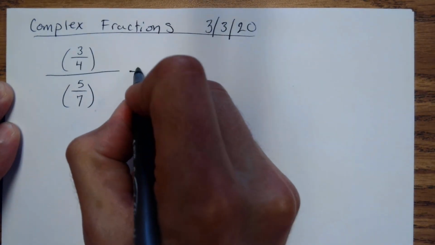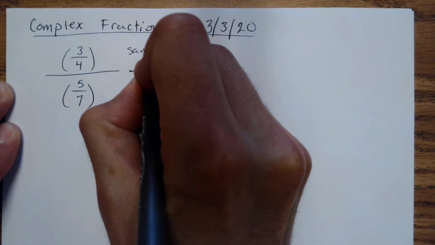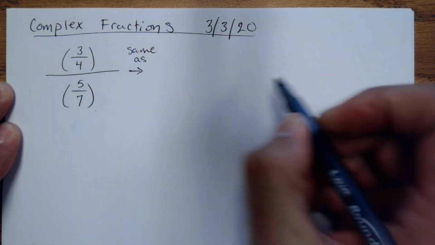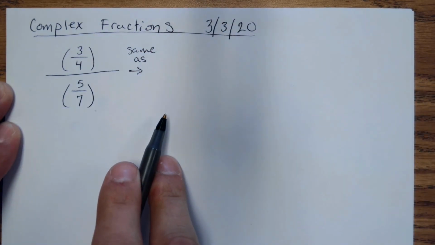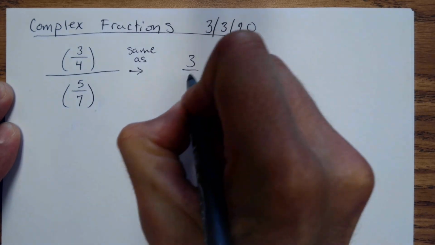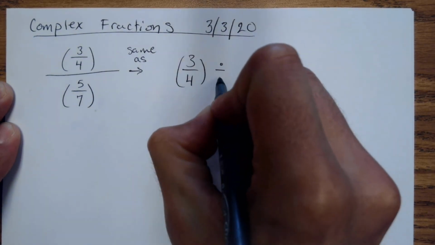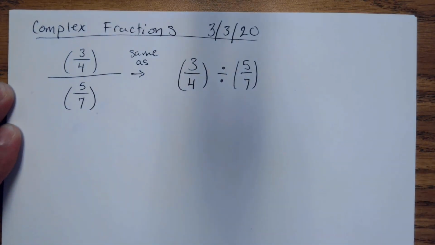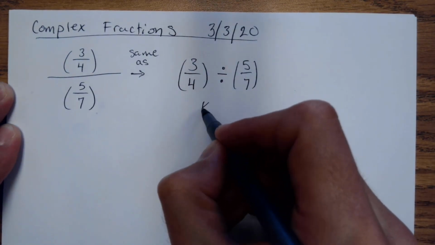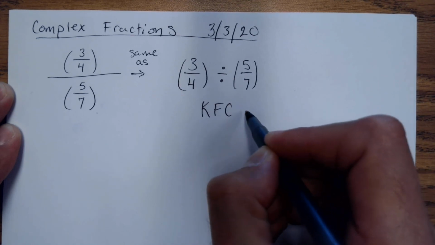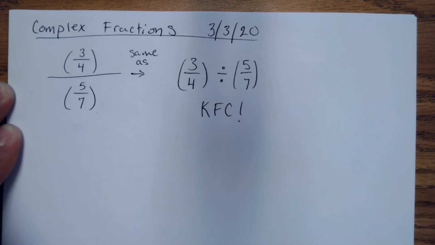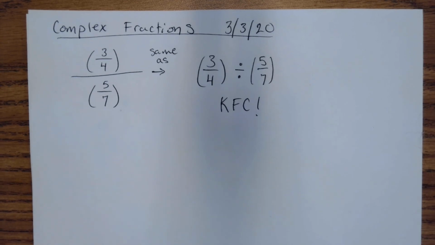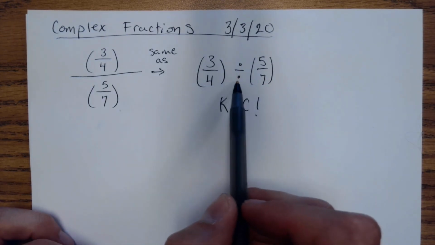This is the same as 3 over 4 divided by 5 over 7. And we already know how to deal with this. Or we should. So we don't get common denominators here because we're not adding or subtracting. The only time we get common denominators is if there's a plus or a minus in between.